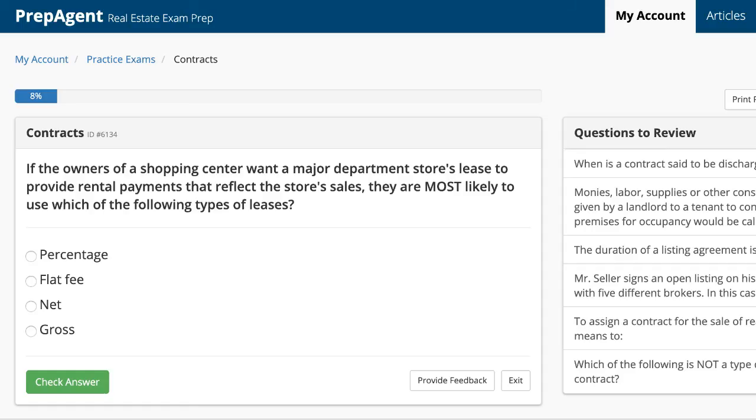If the owners of a shopping center want a major department store's lease to provide rental payments that reflect the store's sales, they are most likely to use which of the following types of leases? A, percentage, B, a flat fee, C, net, or D, gross.